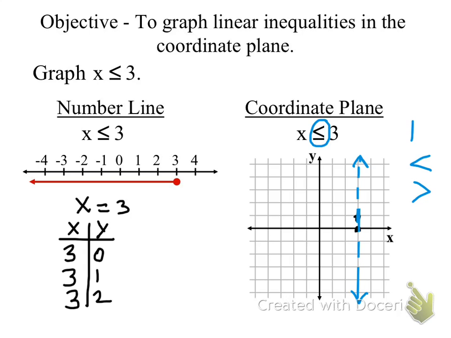Does that make sense? Yes. Okay, so when is it dashed? Jason? Only when it's greater or less than, not equal to. Okay, when is it solid, boundary line? When is it a solid, Rogelio? Equal to. When it's equal, it becomes solid. Okay?